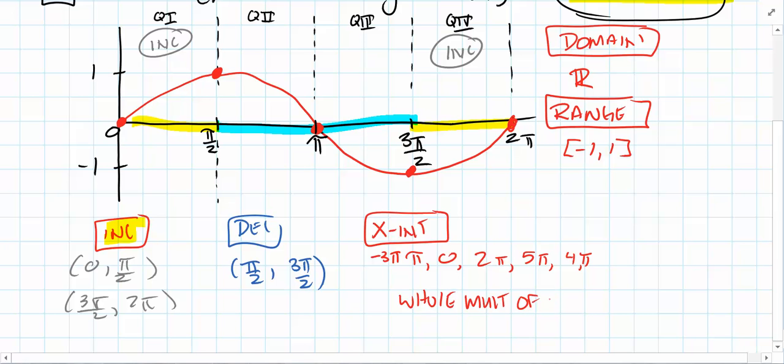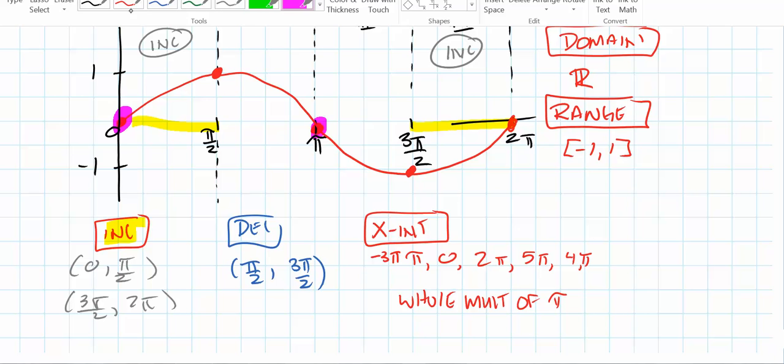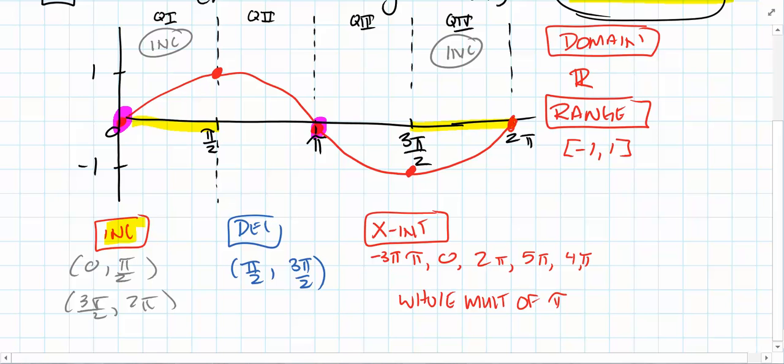Wait, how did you find all those? It's a great question. How do we find those? Check it out. So that's an x-intercept. That's an x-intercept. That's an x-intercept. Whoa, sorry. That's not an x-intercept. Wait, so it's all whole multiples of pi? Yes, all whole multiples of pi. So that's an x-intercept, that's an x-intercept, and that's an x-intercept right there. Right? 0, 1 pi, 2 pi, 3 pi, 4 pi. It goes on forever and ever. So any whole multiple of pi is guaranteed to be an x-intercept of our graph. Pretty good so far? All right, domain, range, increasing, decreasing, x-intercept.